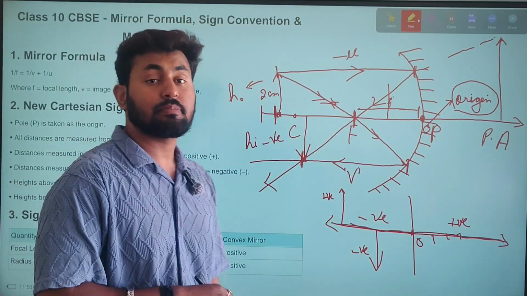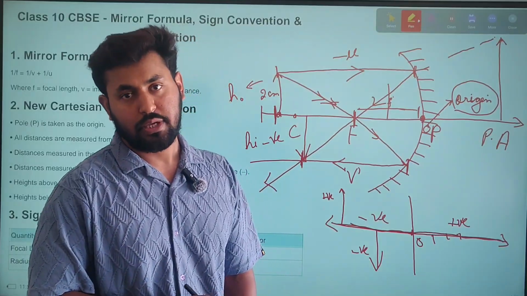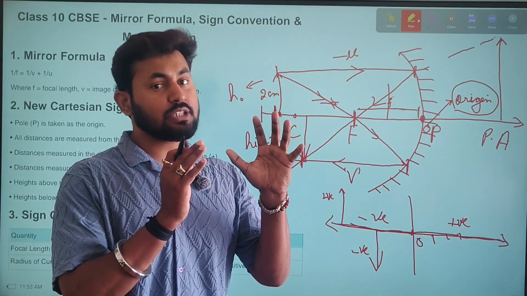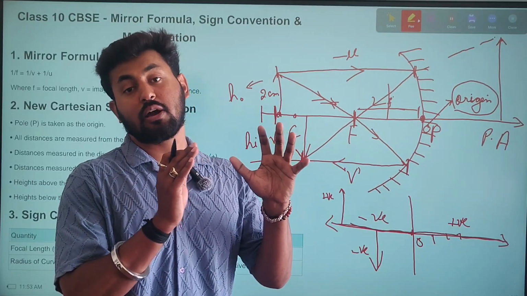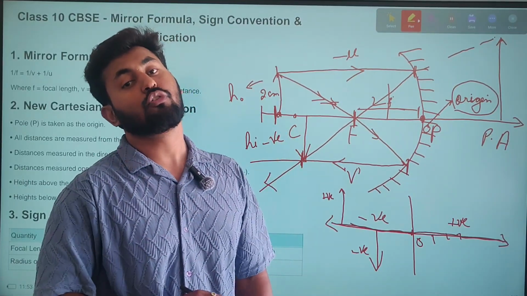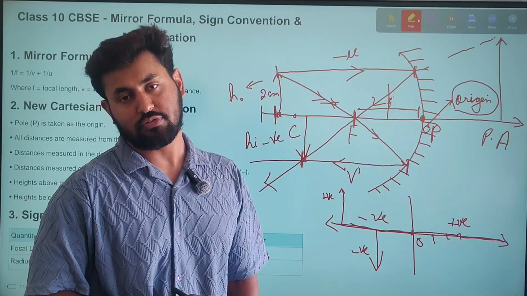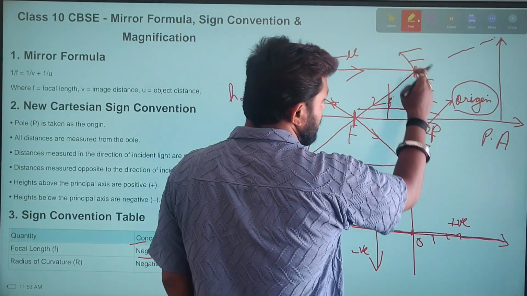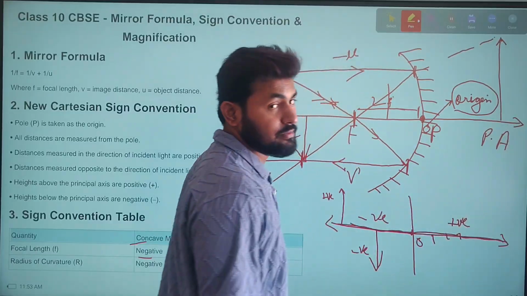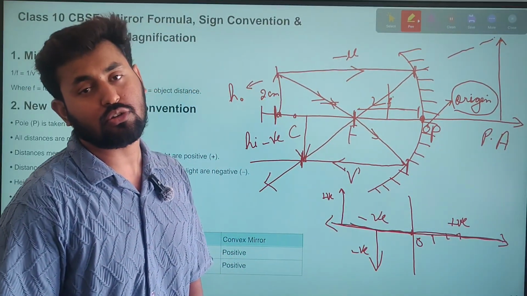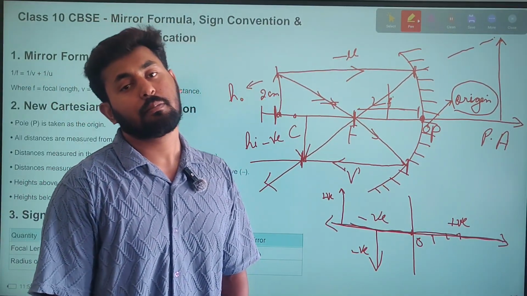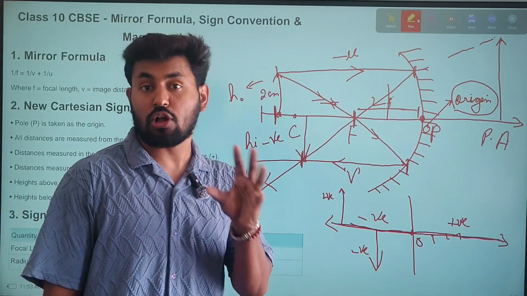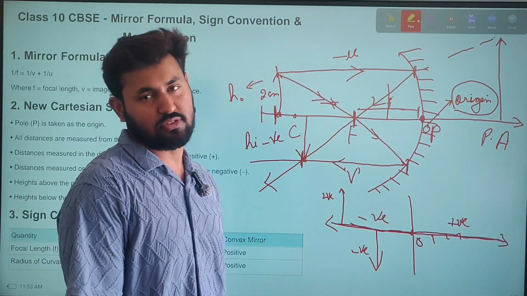Now coming back to convex mirror. In convex mirror, object distance and image distance will be negative, but your focal length will be positive. Because the focal length lies on the right hand side. For convex mirror, focal length lies on the right hand side. That's why it is positive. Please make a note of the same, so that while solving you will be able to know this.